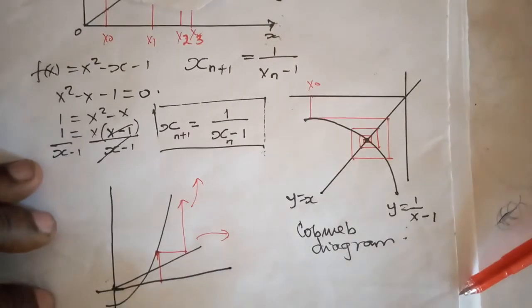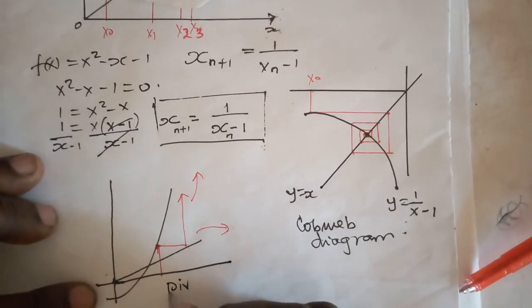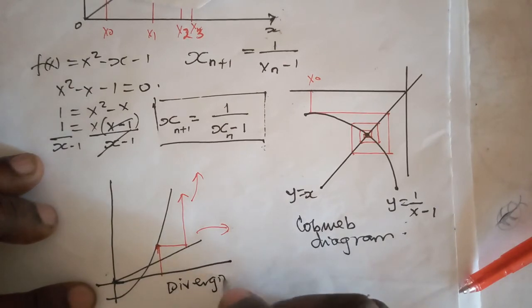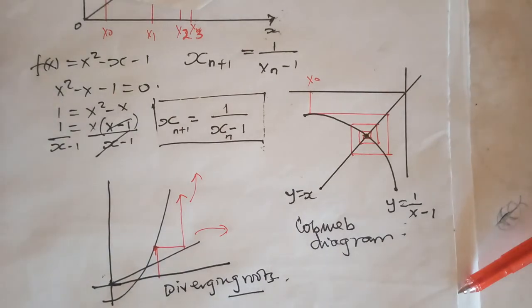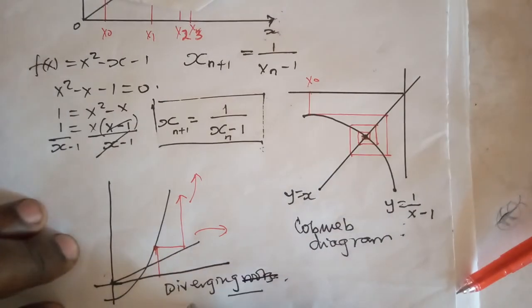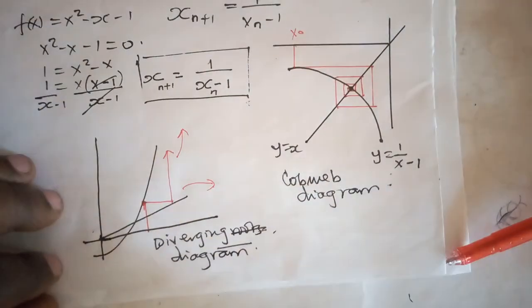This is now what we're calling diverging roots, and this one will not give you any root. In fact, we are not even supposed to call them diverging roots. It's called a diverging diagram, which does not give you any root.